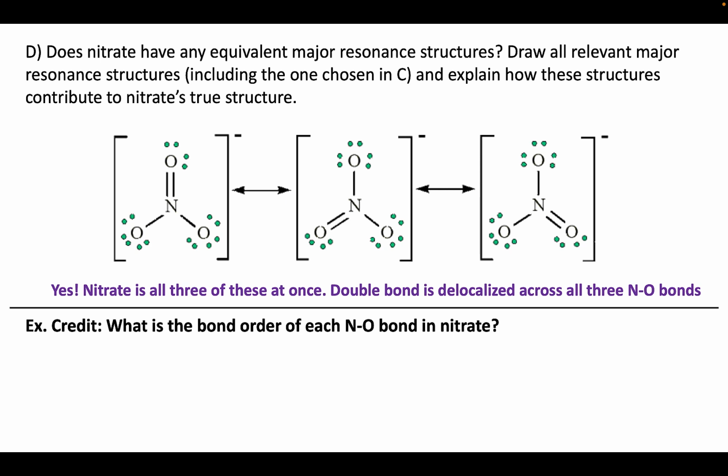These are all 3 equivalent major resonance structures, and this means that nitrate is all 3 of these at once. It has 1/3 the character of each of these 3 structures, and that would be nitrate's true structure. It's no one of these, it's all 3 at the same time with equivalent parts of each, as they are all equivalent resonance structures. And the final question is going to continue to build on this.